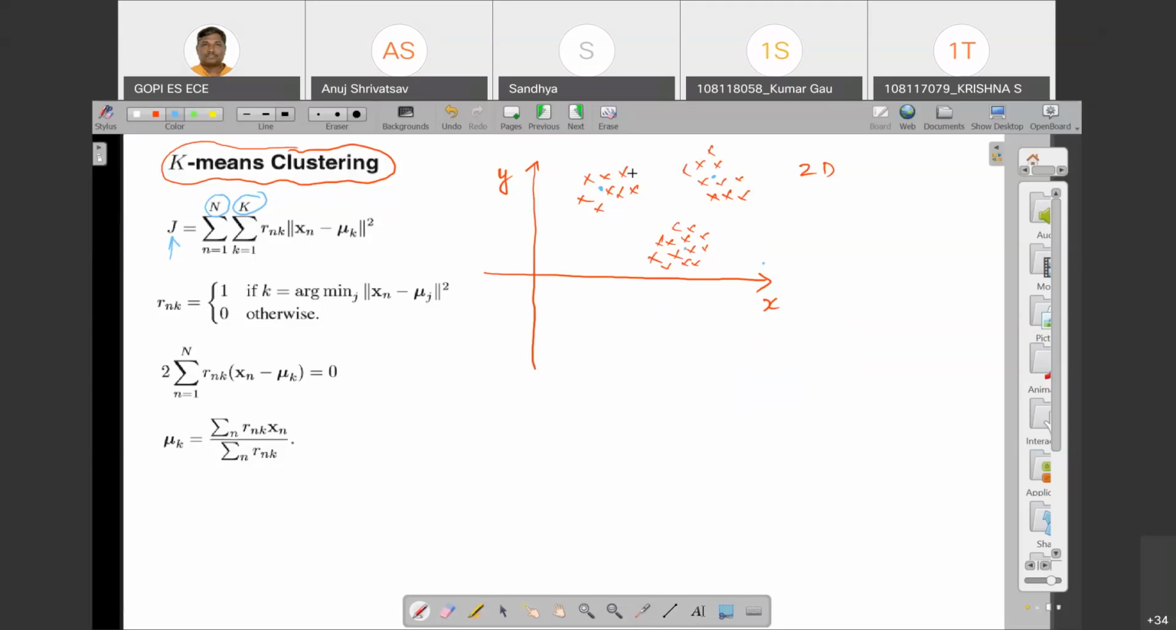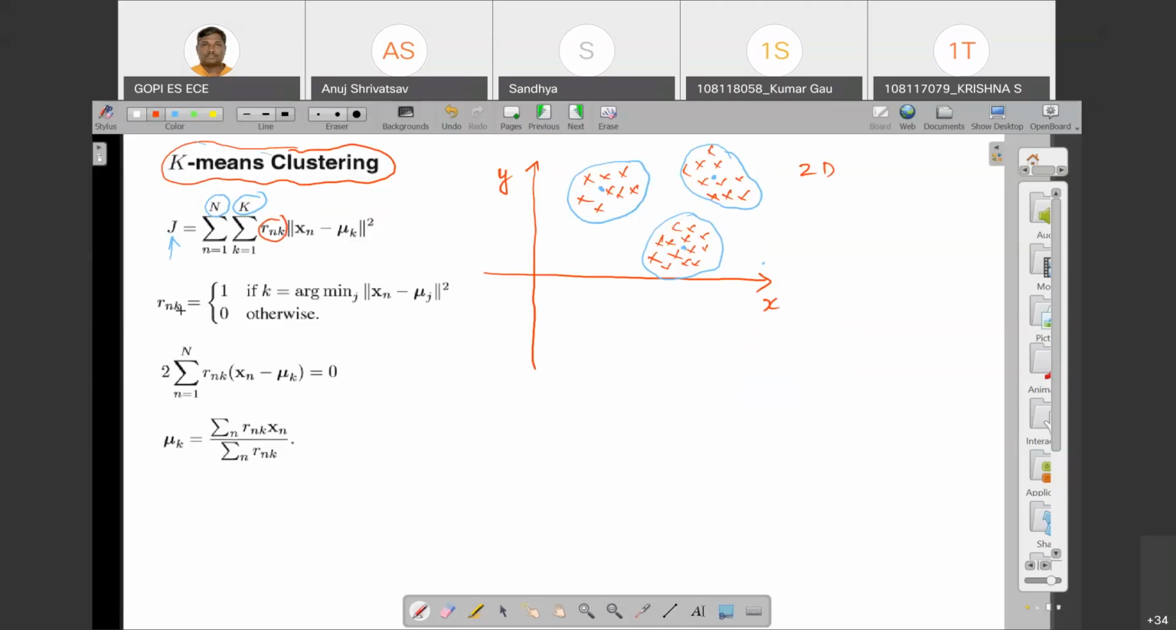The distance between the vectors you assigned to cluster 1 and this centroid must be closer to each other. And these two need to come closer to this centroid, and these vectors need to come closer to this centroid, the one they are assigned to. That assignment is described by the parameter R subscript nk.